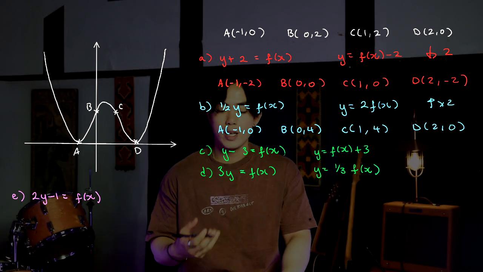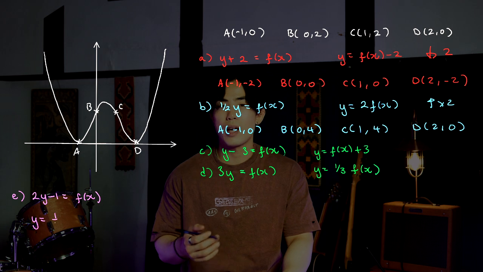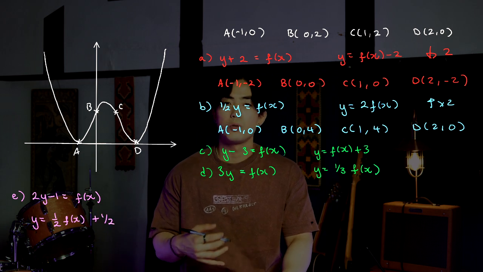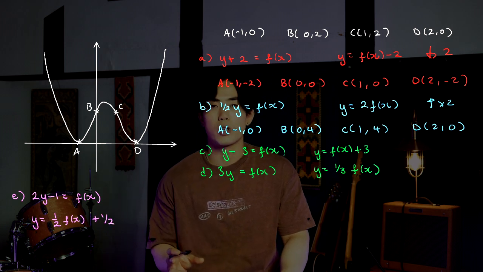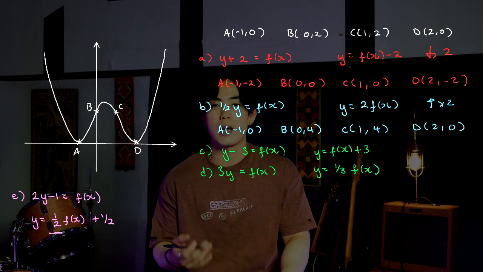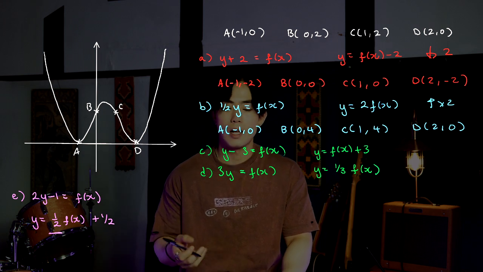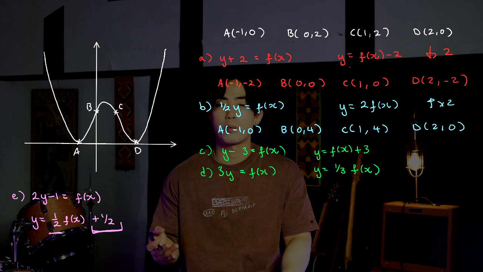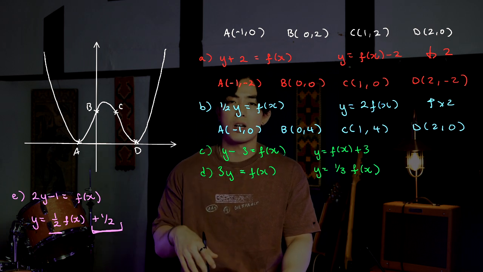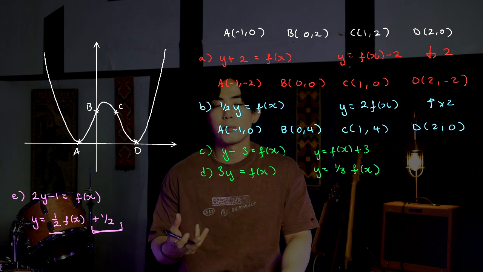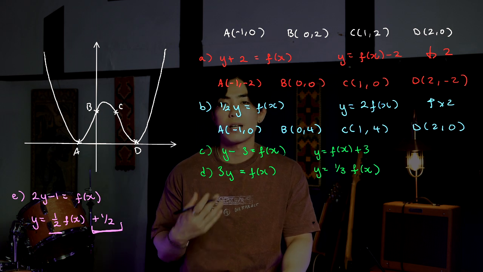Let's look at E. So for E, if I was to rearrange, I have a half f of x plus a half. You'll notice that there's actually 2 transformations going on here. There's a half attached to f of x, which is going to stretch the y values. And then there's a plus 1 over 2 outside, which is also going to translate the y values up.